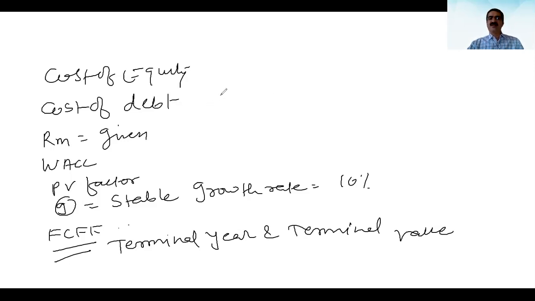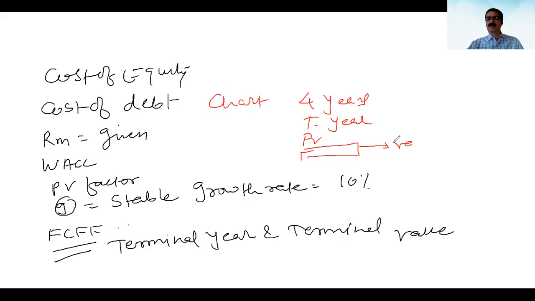So we will have a chart of 4 years. Then we will have the terminal year. Then we will use the PV factor. And then we will have the valuation. These are the steps we will use for our valuation. Right? So we'll go to the question proper now. We'll have the Excel sheet we will use for this, and we will take out the problem.